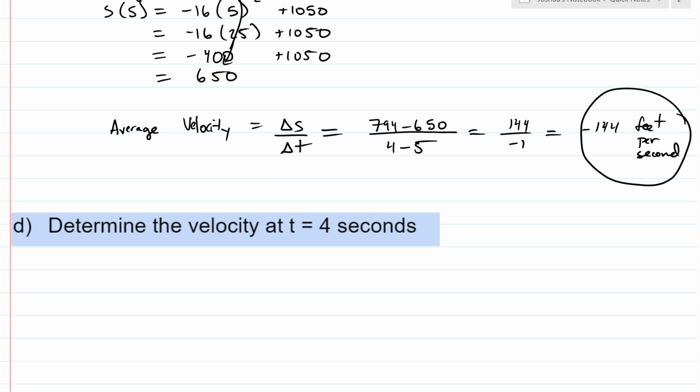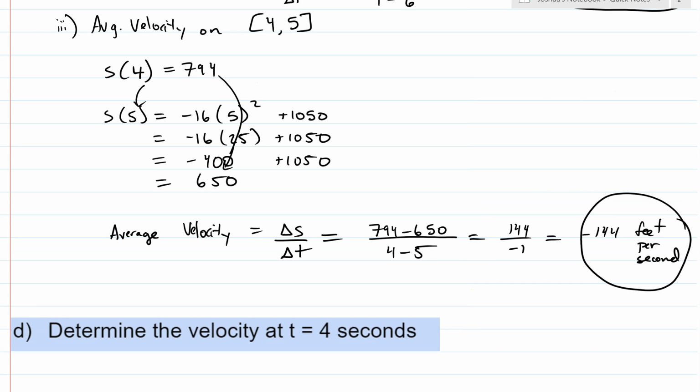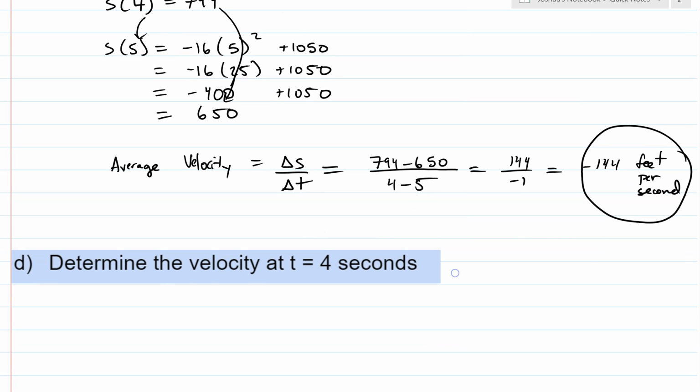Okay, so we found the velocity on these ever shrinking intervals, 4 to 7, 4 to 6, 4 to 5. Now we're going to determine the velocity at t equals 4 seconds. So what we do is we plug t equals 4 into the velocity function.